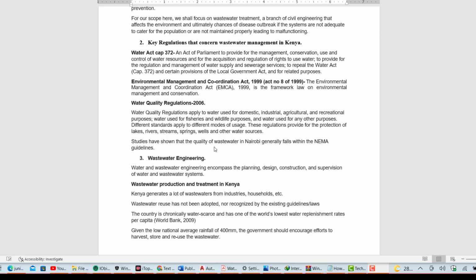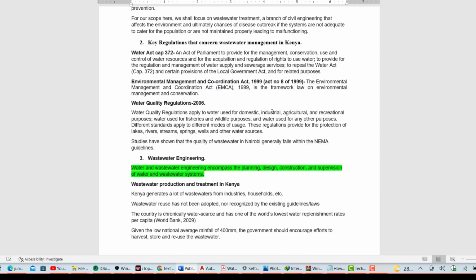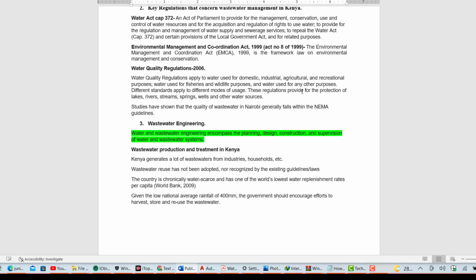So if I can briefly define wastewater engineering, it encompasses the planning, design, construction, and supervision of water and wastewater systems. So, wastewater production and treatment in Kenya. Basically in Kenya, we generate a lot of wastewater from industries, households, etc.